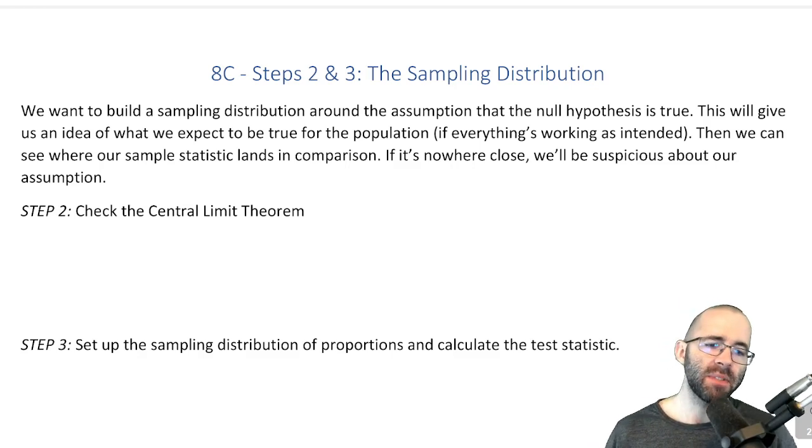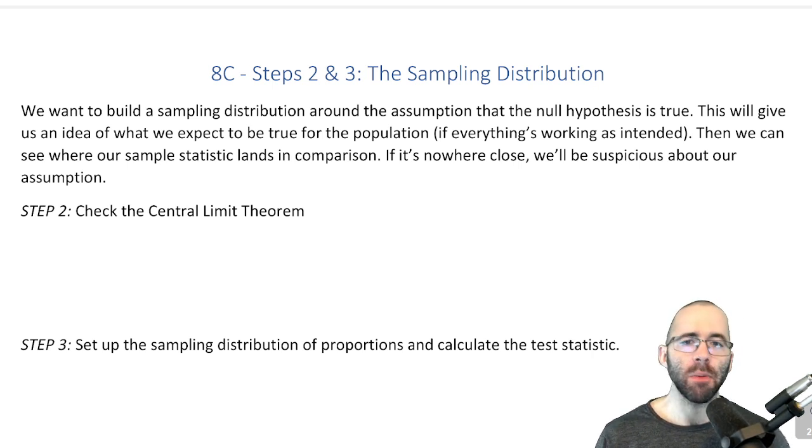So these are the two steps that were a little different from our first example in 8a. That's because in 8a, we found a probability using a different method. But in general, for this hypothesis testing, we're going to need to set up a sampling distribution of proportions.